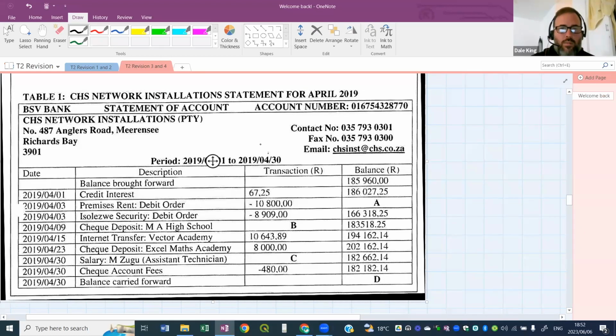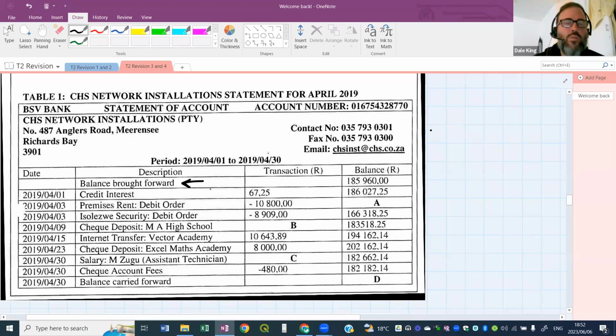All right, there's personal information over here, which you don't really have to worry about. And then these are all the descriptions and the items under the descriptions. We've got all the dates here, left-hand column. We've got transactions here, what was happening, and then how that affected the bank balance on the right. Okay, balance brought forward. First item on the list, what is that?